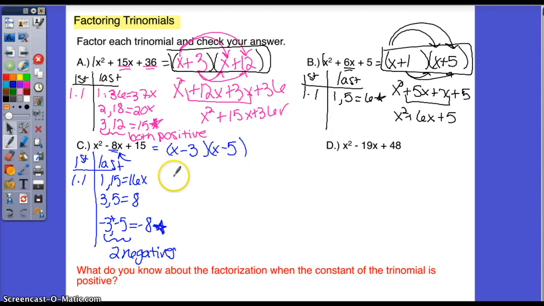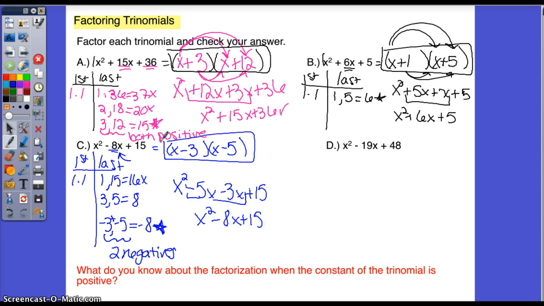Let's check it by distribution. X times x is x squared. X times negative 5 is negative 5x. Negative 3 times x is negative 3x. Negative 3 times negative 5 is positive 15. Add these two together. X squared minus 8x plus 15. We are good to go.